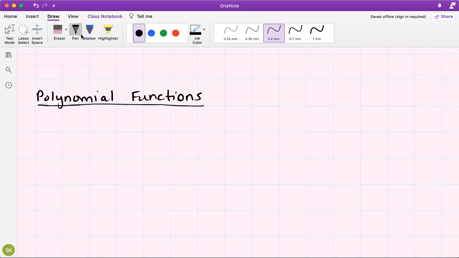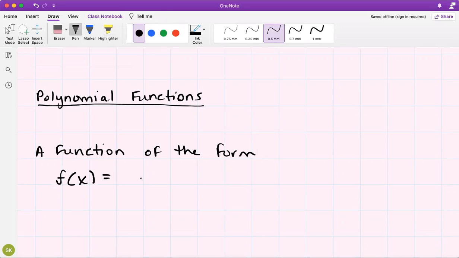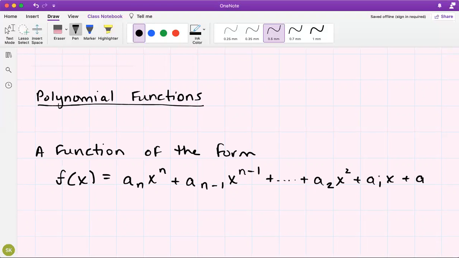Let's talk about polynomial functions. A polynomial function is a function of the following form. We have f of x is equal to a sub n times x to the power n plus a sub n minus 1 times x to the power n minus 1, and so on. So we're going to keep going down.